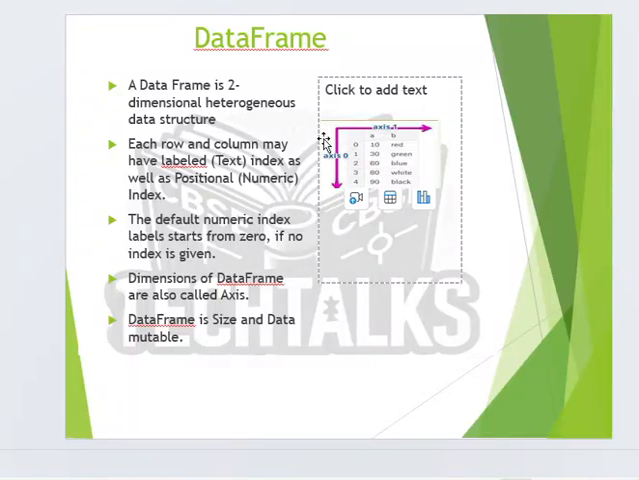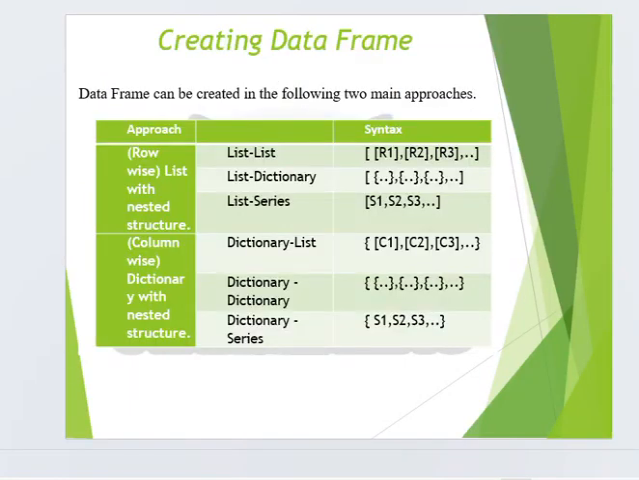Now as you can see in the figure, the indexes of data frame are known as axes. So dimensions of data frame are also known as axes, and the rows are axis 0 while the columns are axis 1. So row is axis 0 and column is axis 1. Data frame is size and data mutable. So in the rows and columns, you can change the data as well as you can increase the size of data frame.